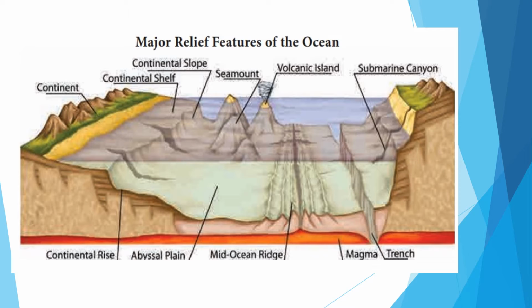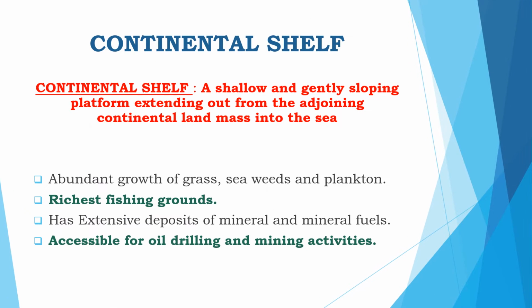Continental shelf. A shallow and gently sloping platform extending out from the adjoining continental landmass into the sea is called the continental shelf. The continental shelf is of great importance. They are shallow and thus it enables sunlight to penetrate through the water. This encourages abundant growth of grass, seaweeds, and plankton. Hence, these zones become the richest fishing grounds.